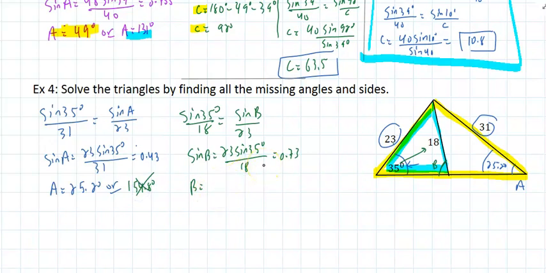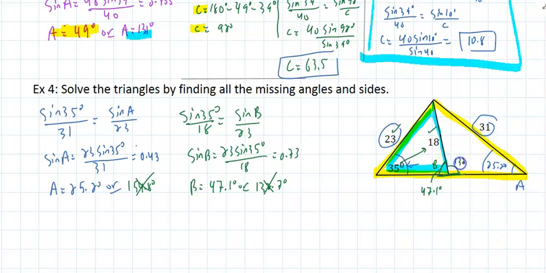If I take the inverse sine of my answer, I'll get my angle to be 47.1 degrees or 132.7 degrees. But again, 23 is bigger than 18. That can be the case. I know this angle right here is 47.1 degrees, right? And hey, guess what? Isn't that a straight line?